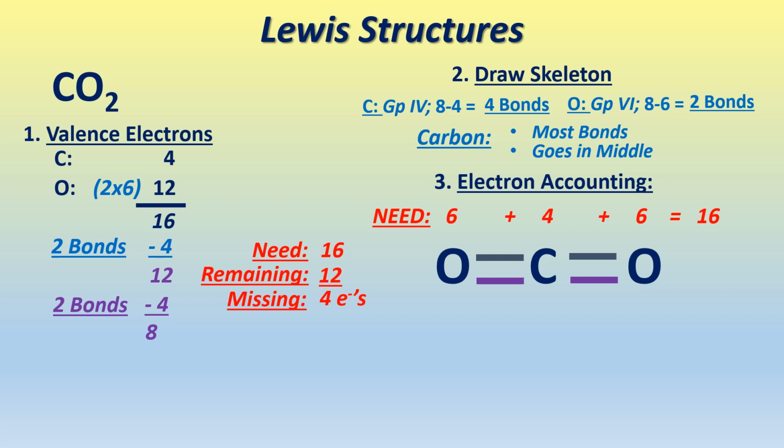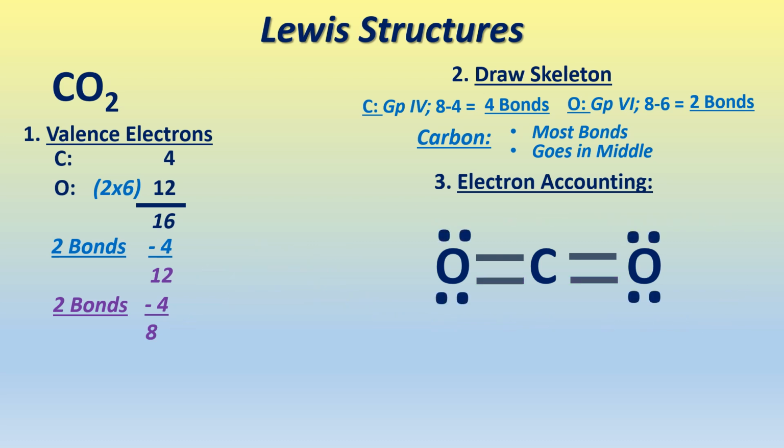I go back to my electron counting. As drawn now, carbon is fine. Each oxygen with 2 bonds needs 4 more. So I need 8 more electrons. I had 8 electrons. Each oxygen gets 4 more electrons. And you have the structure of CO2.